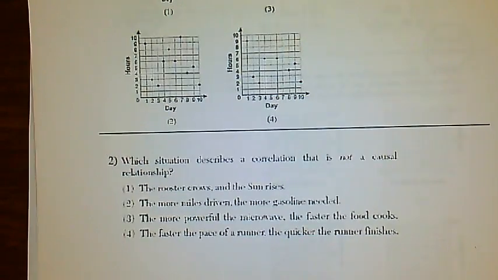Okay, number 2, which situation describes a correlation that is not causal? Okay, so it has to be a correlation and it's not causal. So the rooster, I know it's so hard to read these.